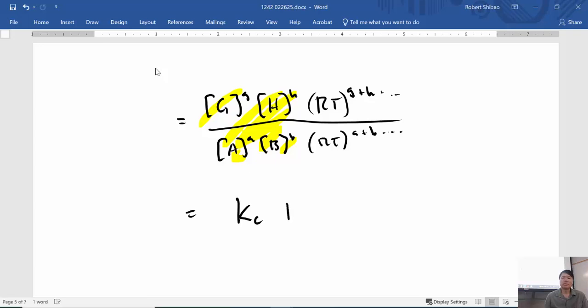And then we're going to use the properties of exponents. We're just going to combine these. And so what we'll do is we'll just go G plus H plus dot dot dot minus A plus B plus dot dot dot. And when we look at this, this is the number of moles of product gas minus the number of moles of reactant gas. The number of moles of product gas minus the number of moles of reactant gas we call delta N of gas.